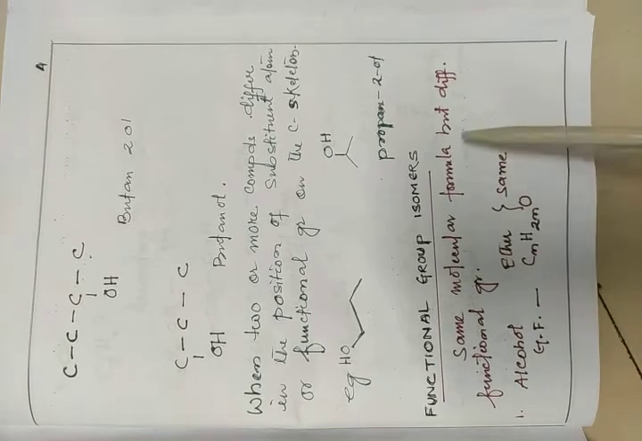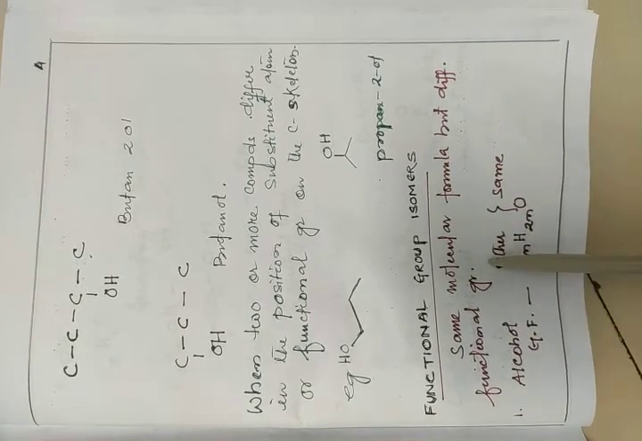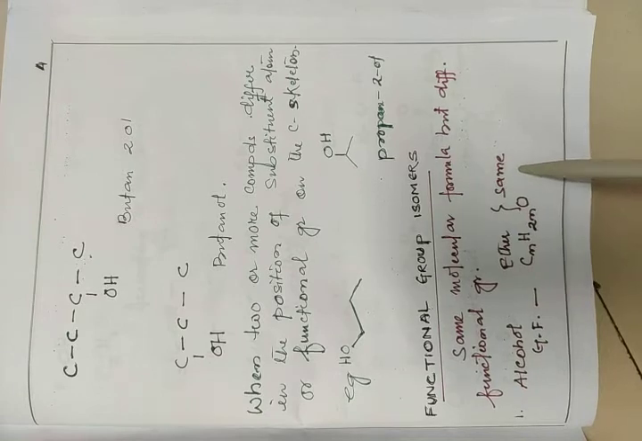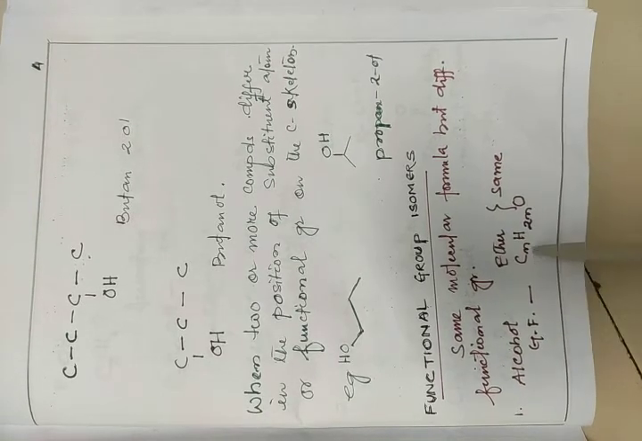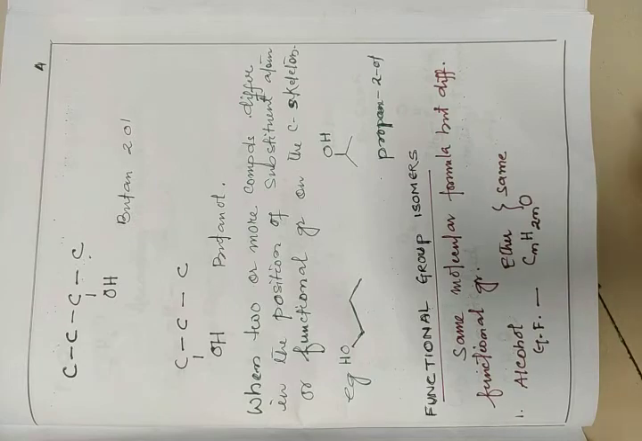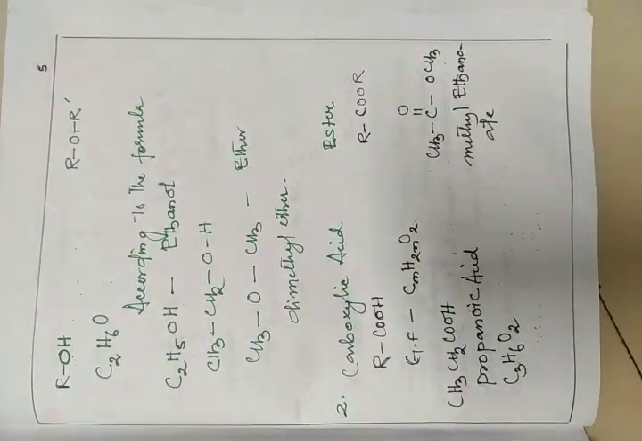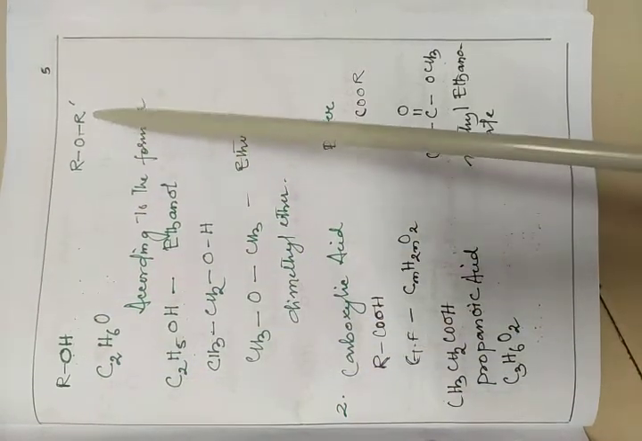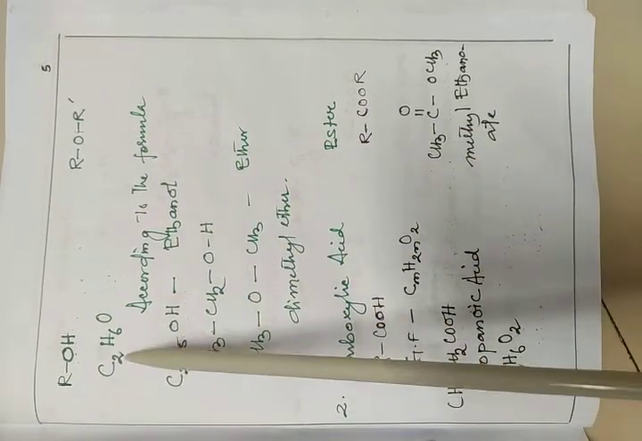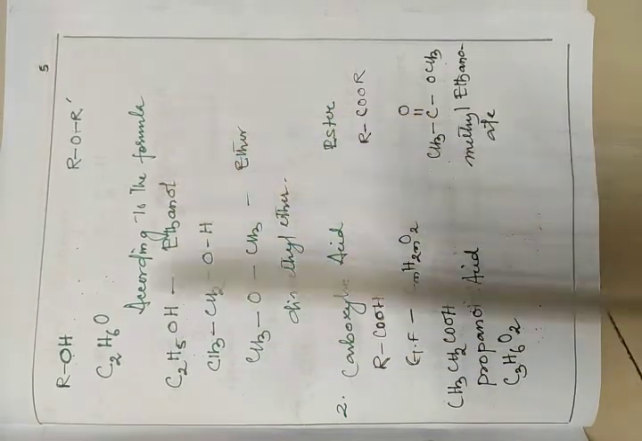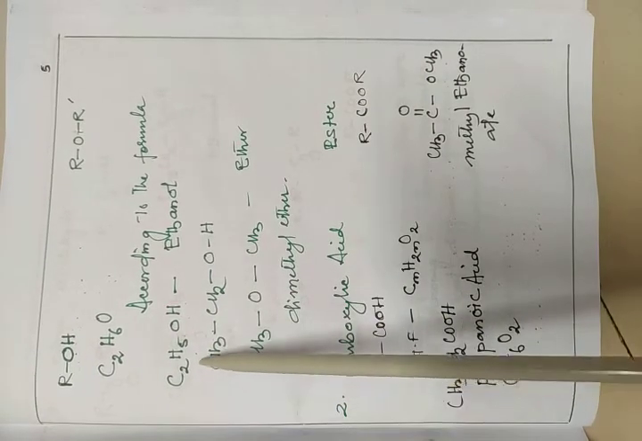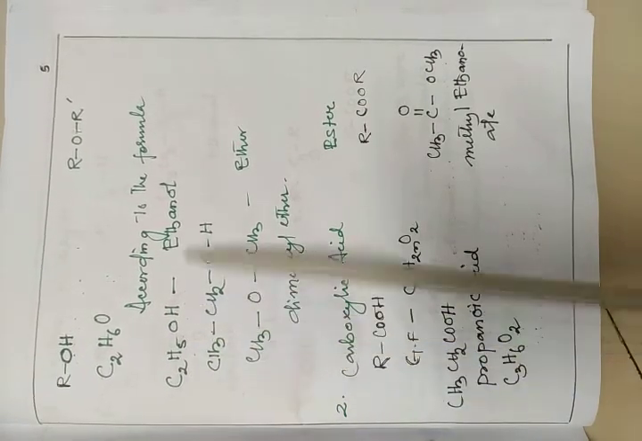Now the next one is functional group isomer: same molecular formula but different functional group. So here the molecular formula is the same but the functional group is different. Now alcohol and ether have the same general formula, CnH2n+2O. So here is alcohol, then this is ether, with chemical formula C2H6O. So according to the formula we will draw the structure. Here C2H5OH, that is ethanol.